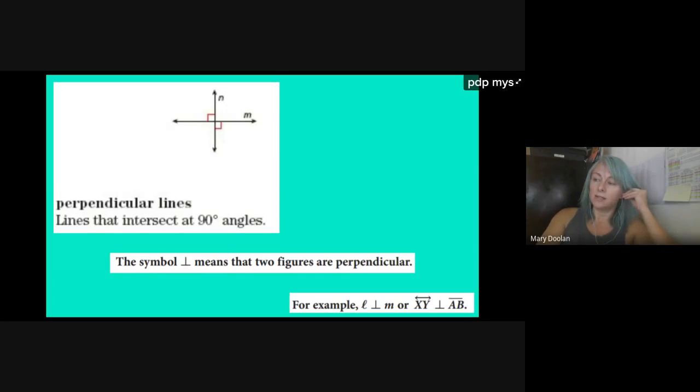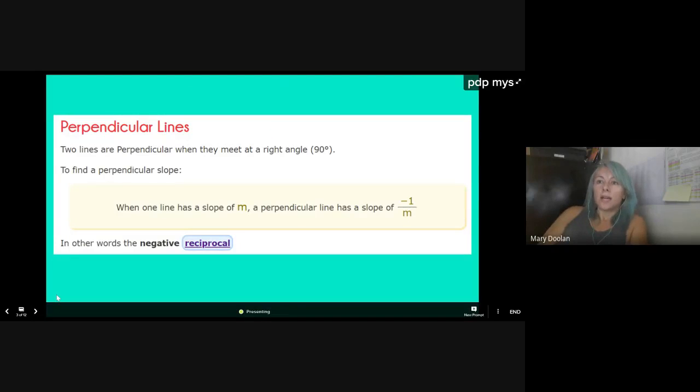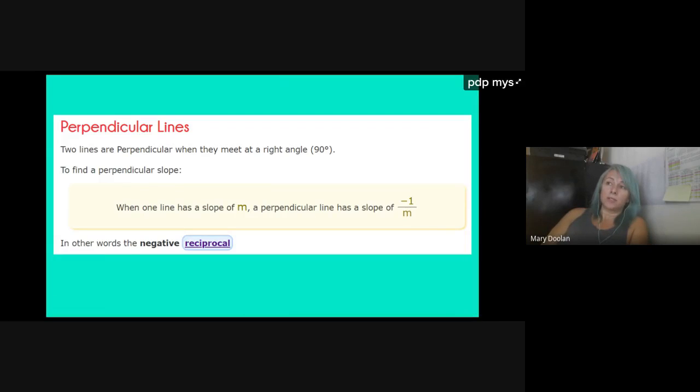So that is a specific length of a part of a line. Okay, and so two lines are perpendicular when they meet at a right angle, 90 degrees. And to find a perpendicular slope, when one line has a slope of m, remember we use the letter lowercase m for slope, a perpendicular line would then have a slope of -1/m.